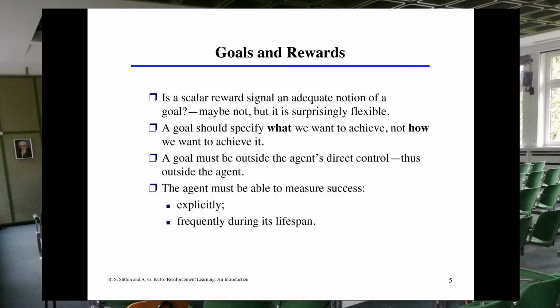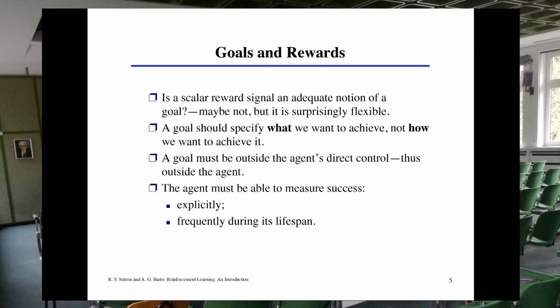A goal must be outside the agent's direct control, thus outside the agent. So this is the same case as the reward function. The agent cannot change the goals. The goals are given by the programmer.